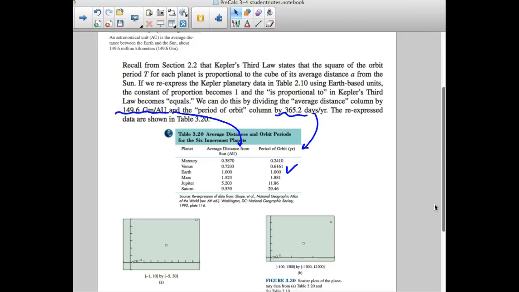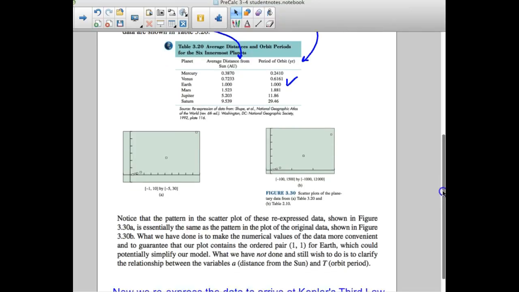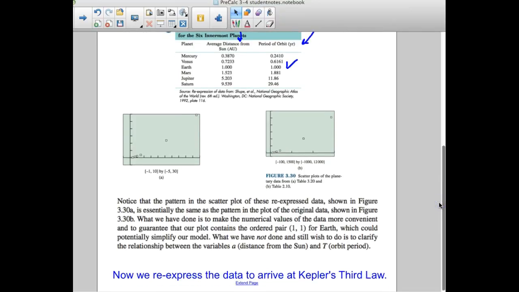If you graph the original data from chapter 2 and this new re-expressed data, they look almost identical. The left picture was the graph from chapter 2, the right picture is our graph now. So we're really just saying we want to make this more convenient. We want to have a point that's easy to identify. So the point 1, 1 becomes Earth on that set of data.